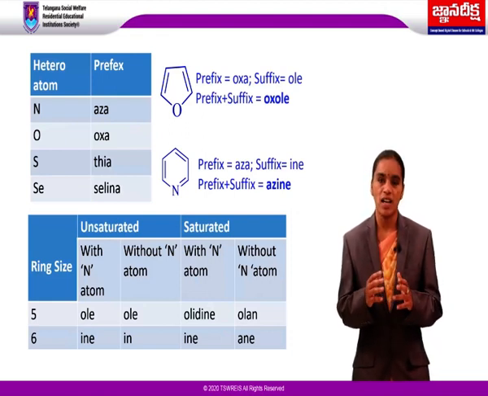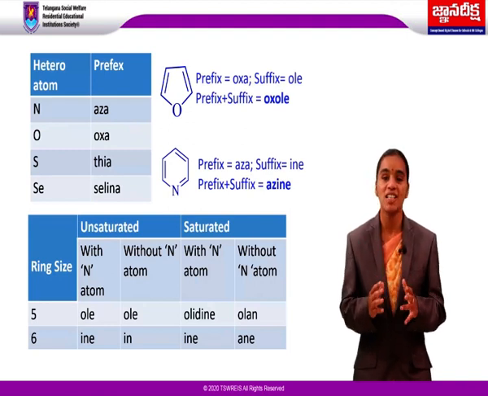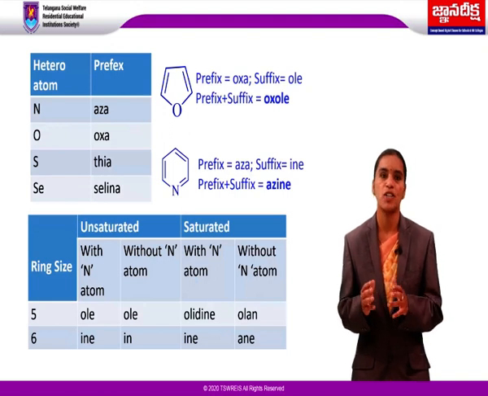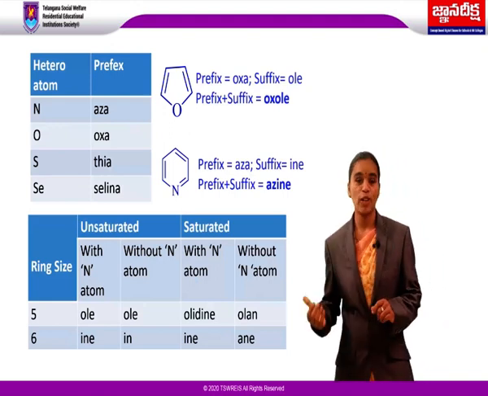While adding the prefix and suffix, we have to remove the last letter of the prefix. Here, the last letter is a, so we have to remove the a. Finally, we get the name oxole. Next, let's see one more example.